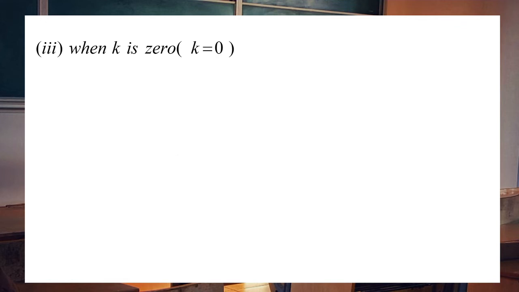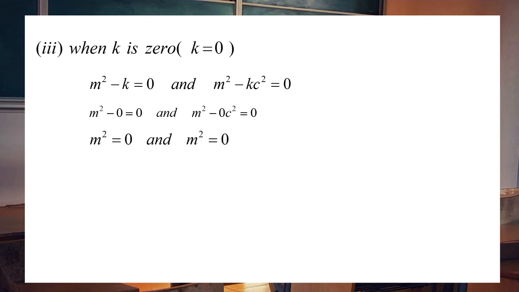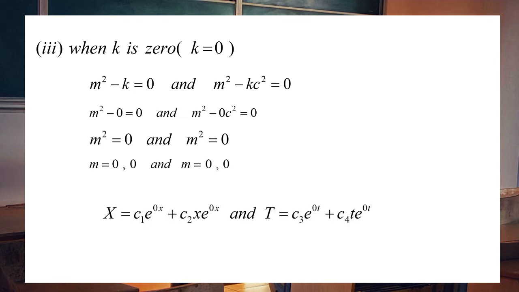Case 3: when k is 0. When k is 0, our equations become m² equal to 0 and m² equal to 0. That means we have two roots 0 and 0 for both equations. So X equal to c1 e^(0x) plus c2 x e^(0x) and T equal to c3 e^(0t) plus c4 t e^(0t).